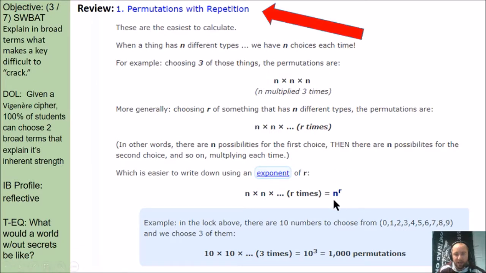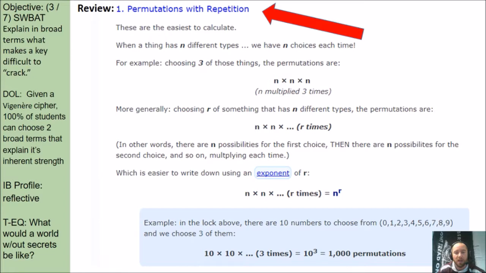Essentially here they're saying you have a number to the r, and the r is the times that that number can be chosen. So here's the example. If you have a lock and there are 10 numbers to choose from, 0 through 9, and we choose 3 of them, the possible permutations that exist is 1,000.